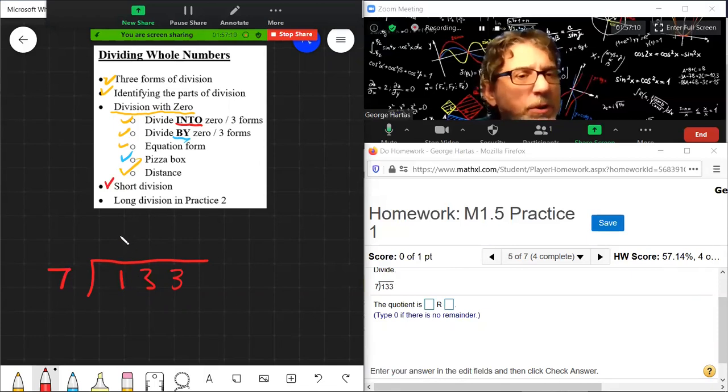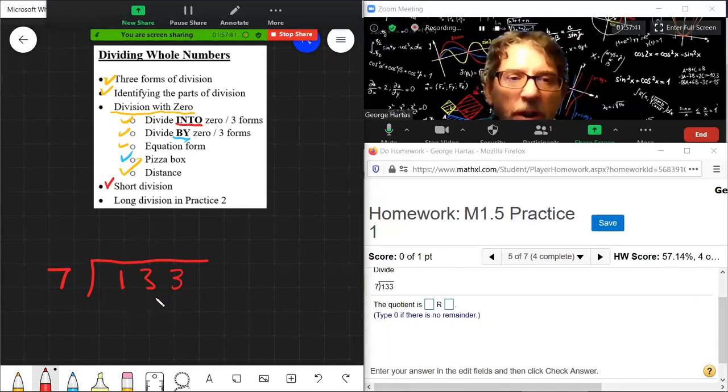I'm not going to put 0 here. I'm going to leave this spot blank. So what I'll do next is I'll look at the next 2 digits all together. I'll look at this as 13. Now, how many times can 7 divide into 13? So what that means is this: how close can 7 get to 13 without going over? You don't want to go over.